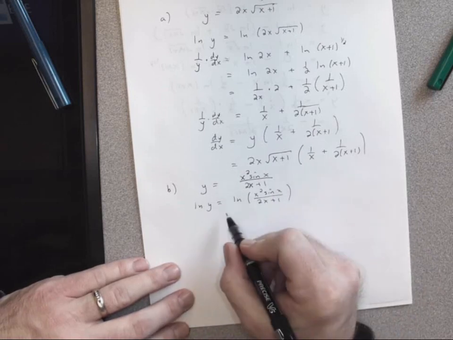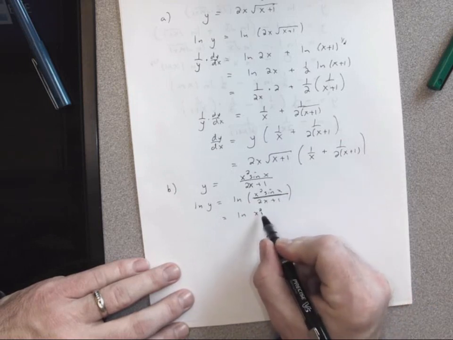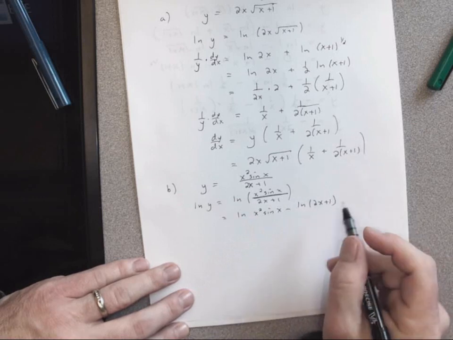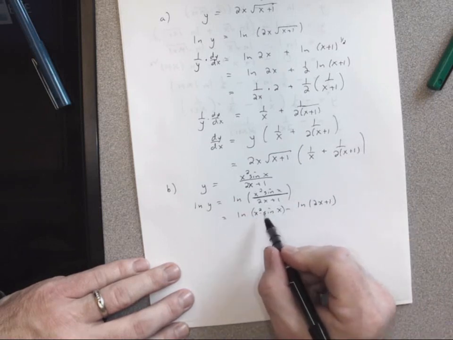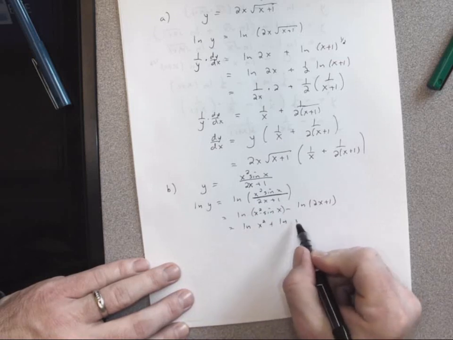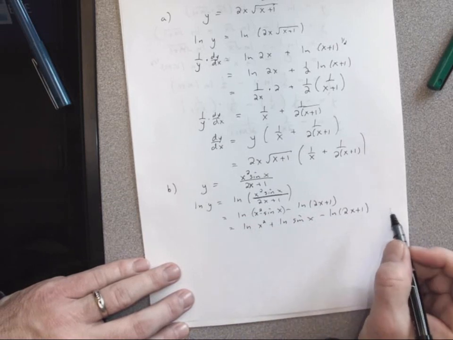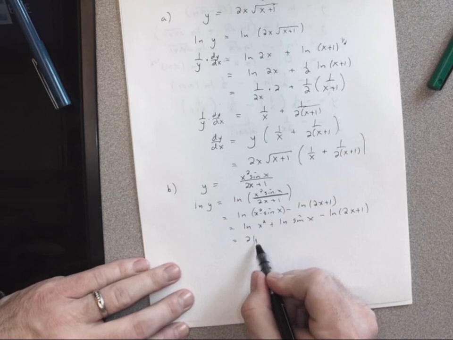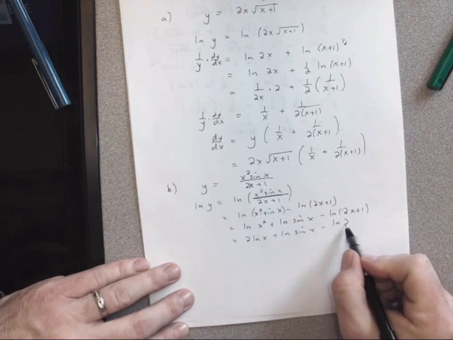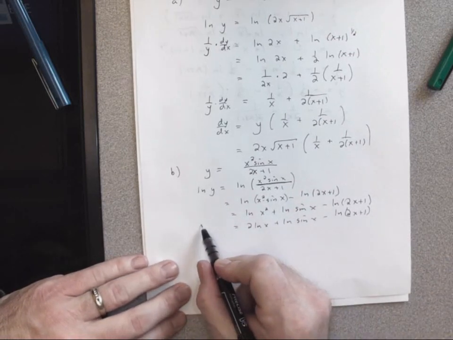What we know is the natural log is, you take care of this first, so this is going to be the natural log of the numerator minus the natural log of the denominator. Now this is the natural log of a product here, so the natural log of a product is going to be the natural log of x squared plus the natural log of sine of x minus the natural log of x plus 1. And then finally any powers, so 2 natural log of x plus natural log of the sine of x minus the natural log of x plus 1. So that right here is just the natural log of y.